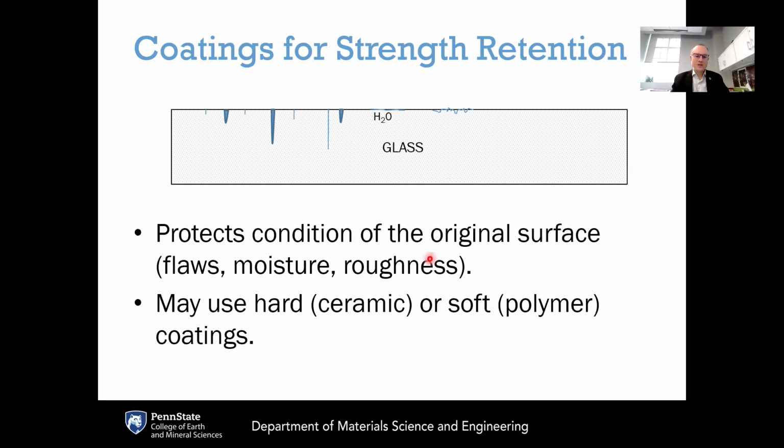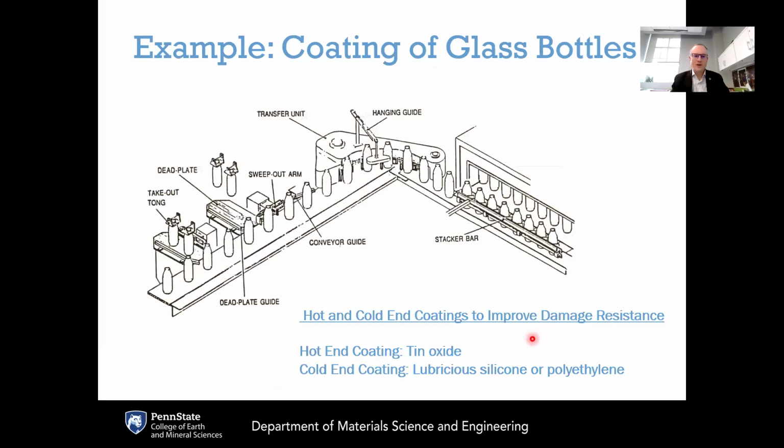There are broadly two different types of coatings that are used for glass products: hard coatings, which are ceramics, or soft coatings, which are polymers. And hard coatings and soft coatings are often applied at different points in glass production processes. These are the so-called hot end coatings and cold end coatings. Hot end coatings are done, say, during a bottle manufacturing process or a sheet glass manufacturing process where the glass is still hot. A typical hot end coating would be tin oxide, which provides a hard surface to help prevent the introduction of damage into the glass.